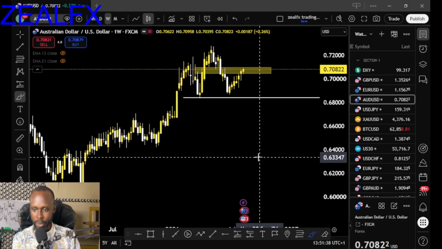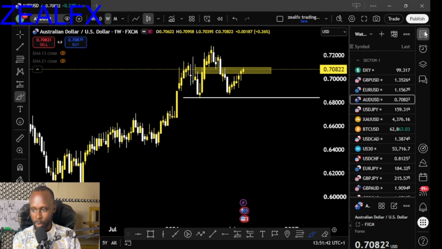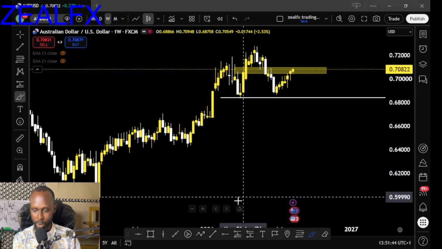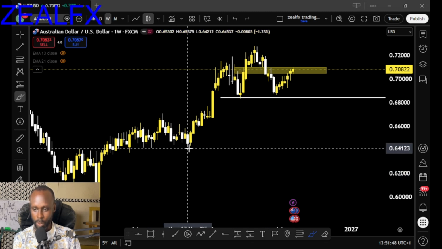So let's continue with the analysis, guys. Let's look at the next pair, which is the Australia USD. On my weekly time frame, you can clearly see that price still has a strong bullish structure on Australia USD.